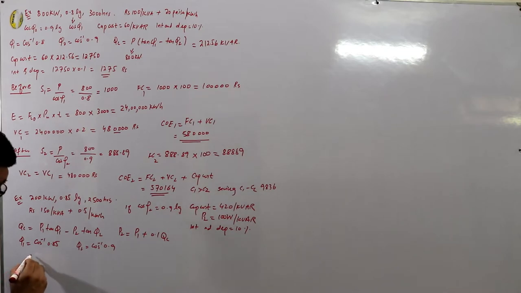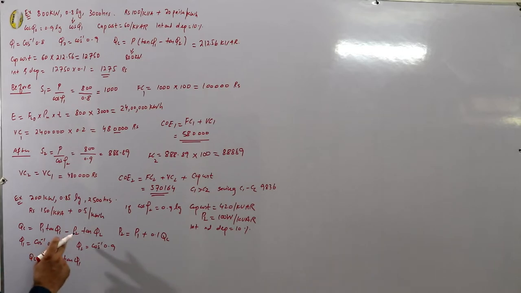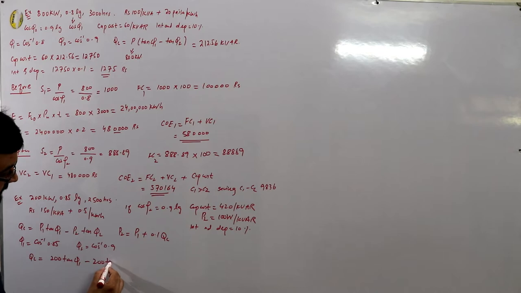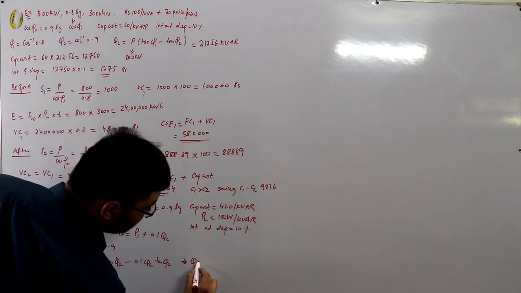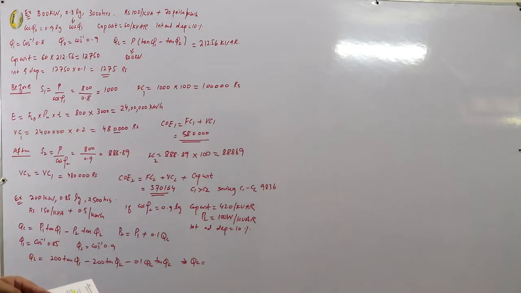Can you not put it up? So QC, the capacitor rating, is P1, P1 is basically 200, tangent of phi1. So you've got your phi1, right? Then minus P1, 200, tangent of phi2, and then minus 0.1 times QC and tangent of phi2. Have a look, you have phi1, you have phi2, you take the tangent, you have only one variable, QC. From here you can find out the value of QC in kVARs, and this will come out to be what?